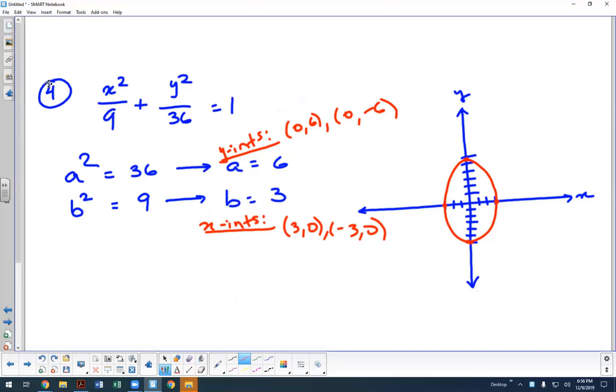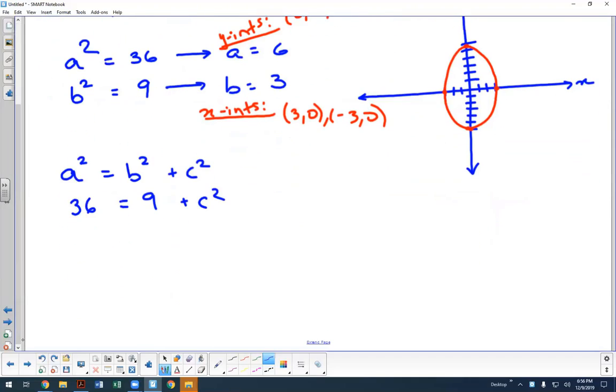Okay. As far as finding the foci goes, go back to that relationship between your A, B, and C values. So A squared is 36, B squared is 9. So what is C squared? 27. So C will be plus or minus square root of 27.